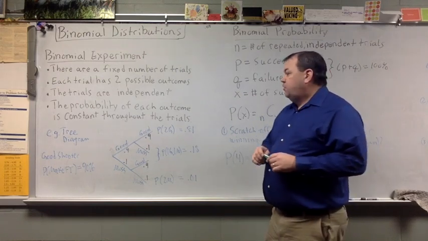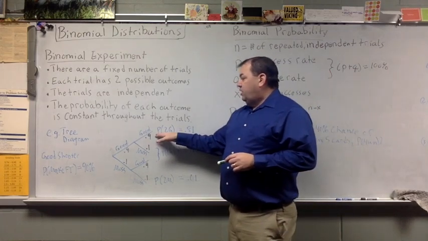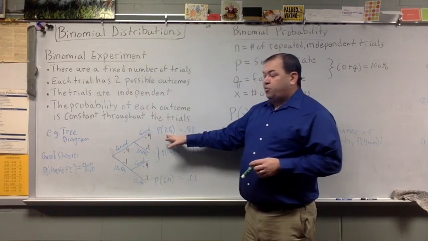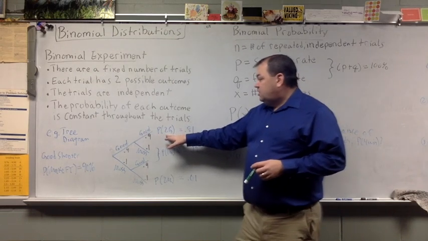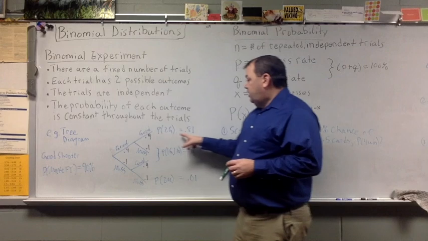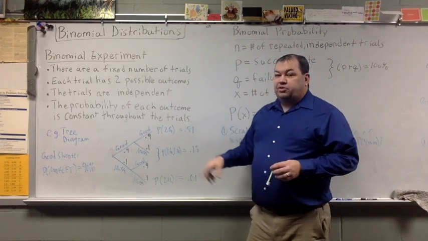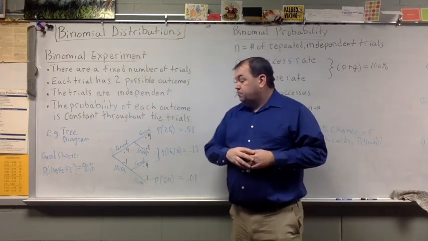But let's look at some of our results here. If I wanted to know the probability of them making both of them, two good baskets, 0.9 times 0.9 is 0.81. They have an 81% chance of making both.